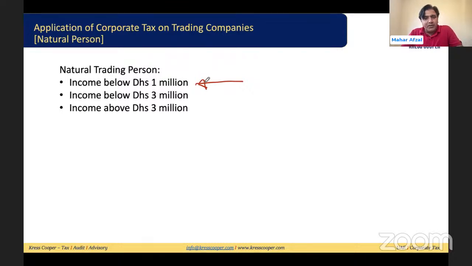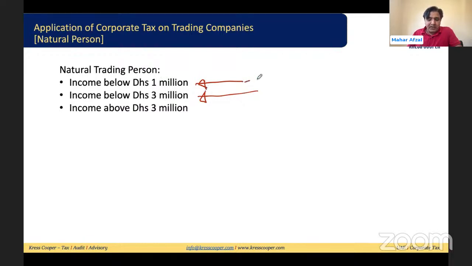They will not be liable to register. They will not be liable to pay the corporate tax. They will be out of the scope of the UAE corporate tax law. Now there is a possibility that the income is above 1 million and below 3 million dirham. If the income is below 3 million dirham, then a special privilege has been provided to the natural persons as well, that the income will not be subject to corporate tax by the end of 2026.